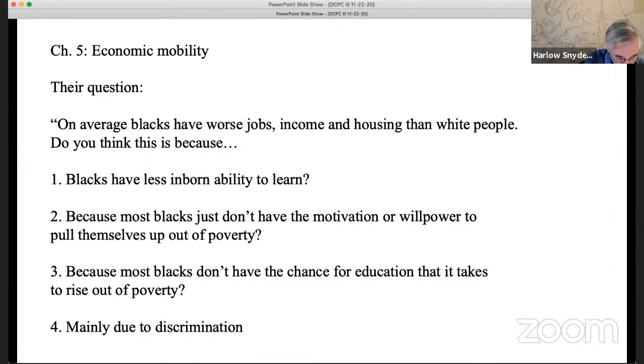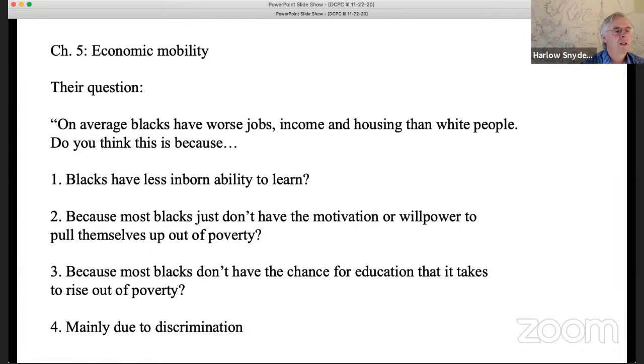So the next chapter, and maybe this goes to your question, Steve. It's a little more when it comes to economics, the question of economic mobility. The question that they asked these people they interviewed: on average, blacks have worse jobs, worse income, worse housing than white people. Do you think this is because, and then they gave people four different options.